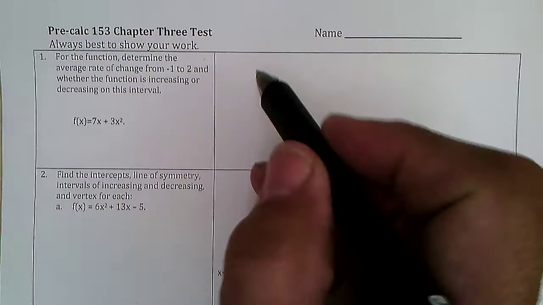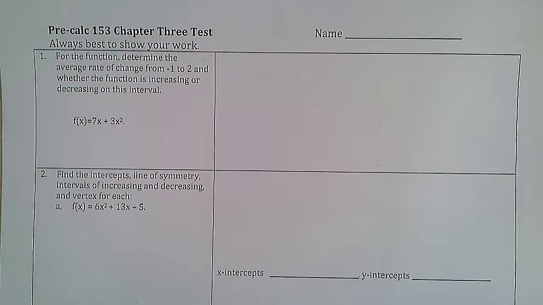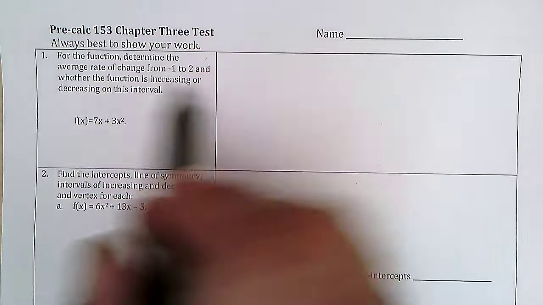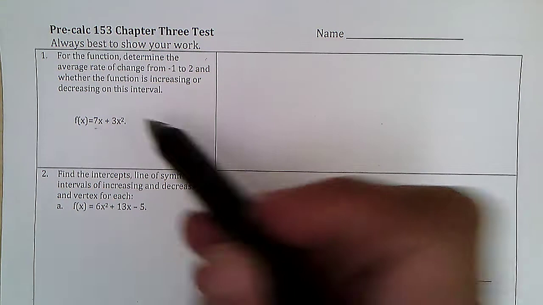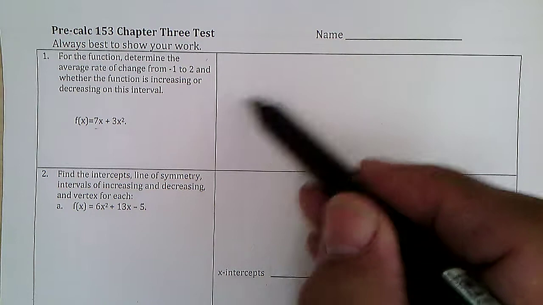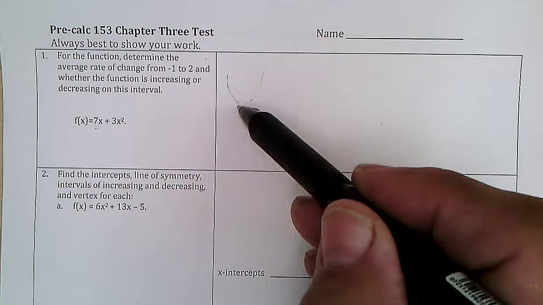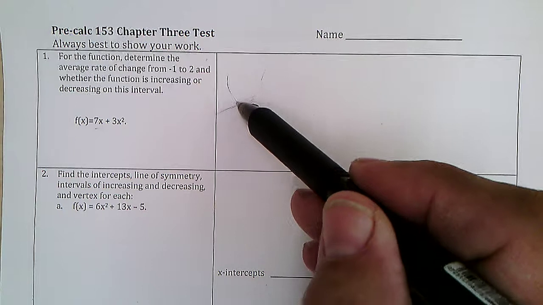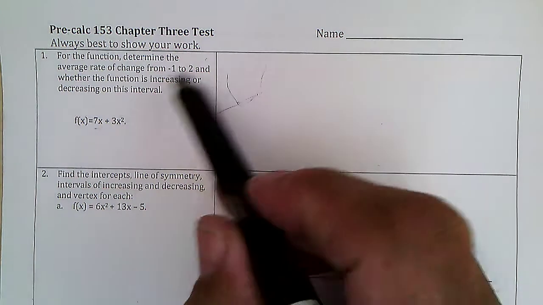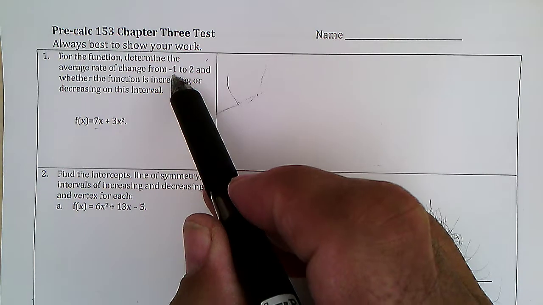Chapter 3 test. Let's make a little video here for you on this. So it says the average rate of change on this. Well, this is a parabola right side up. And we're going to find the slope of the secant line to get the average rate of change between two places. One of them is -1.